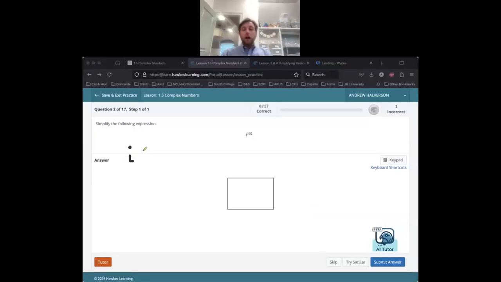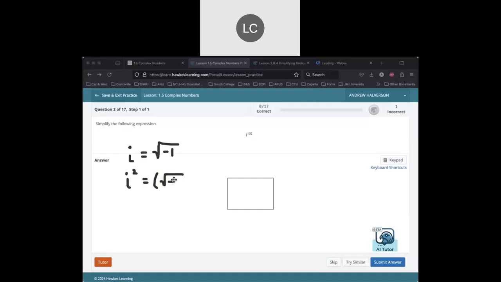So we start with i, okay? What do I get when I do i squared? If i is the square root of -1, what is i squared? Square root of -1 times square root of -1.